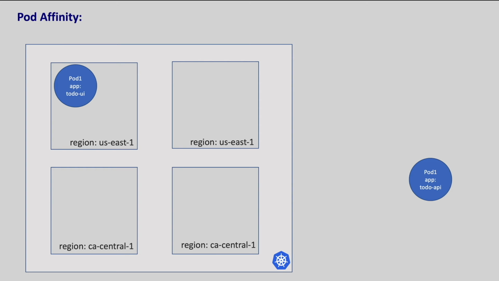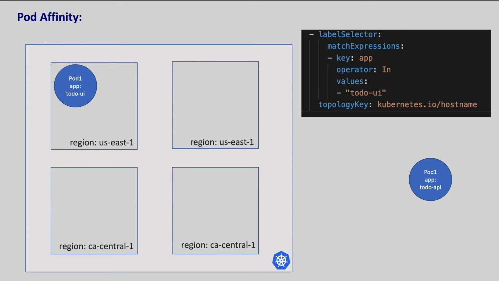For a very simple example, let's consider our To-Do UI and To-Do API applications. Imagine that our UI application is deployed onto a node in the US East 1 region. Now we want to deploy our API application also in the same region. For that, we should define the pod affinity.